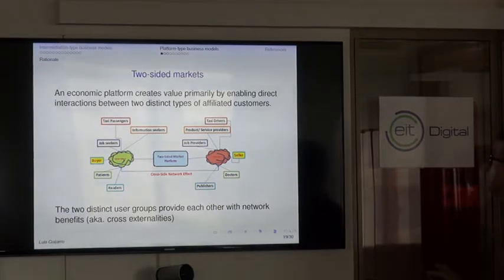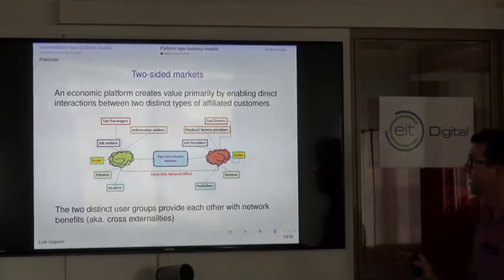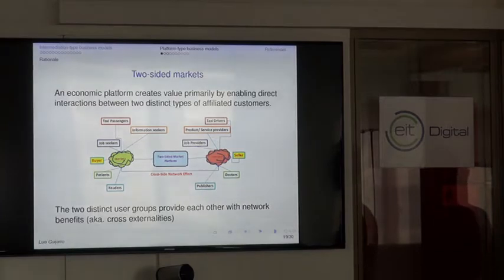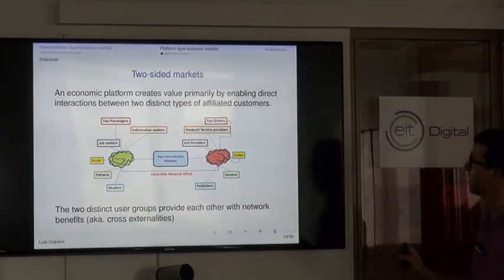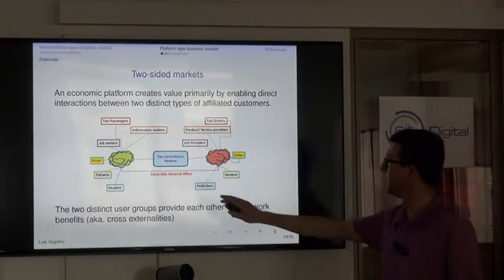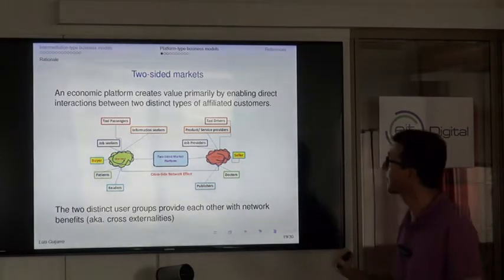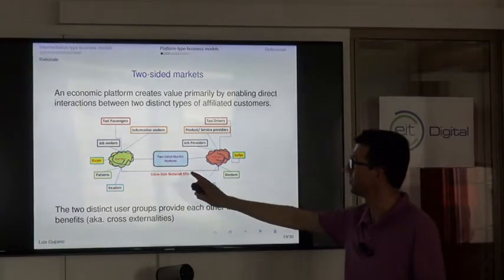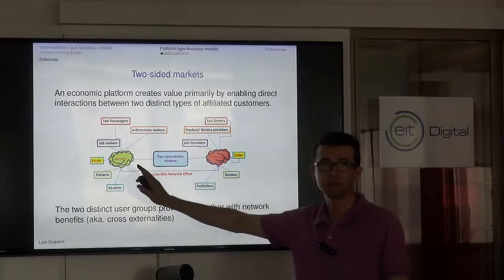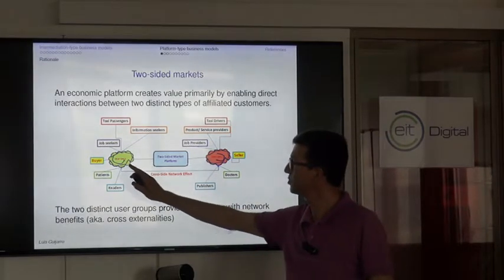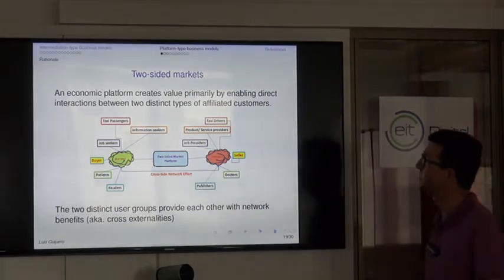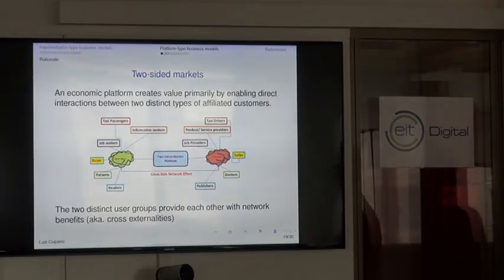Basically, a two-sided market is more than just an intermediary-based market. In a two-sided market, there is an economic agent called a platform, which creates value, allowing the direct interaction between two different user sets.